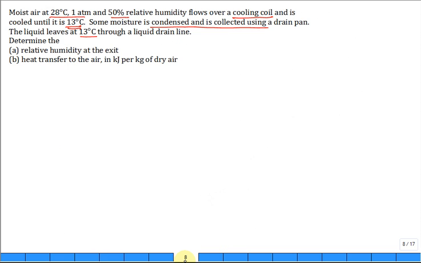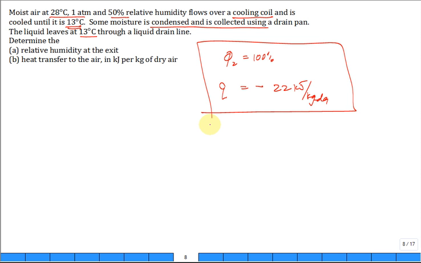And so there you go. The relative humidity at the exit, 100%. And the heat transfer to the air, what did we say it was? Negative 22 kilojoules per kilogram of dry air, lowercase q. All right. Let's press on.